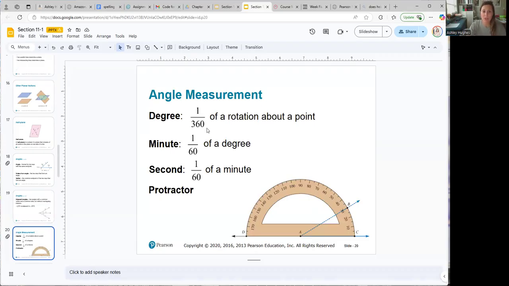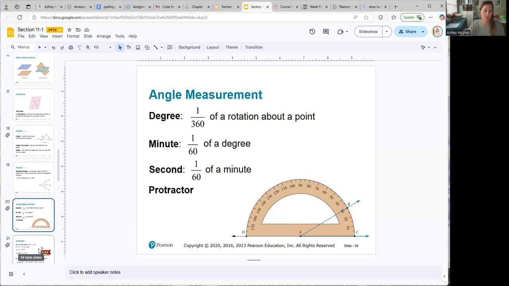This is angle measurement. A degree is one of 360 of rotation of a point. A minute is 1/60th of a degree. A second is 1/60th of a minute. And so those are just degrees, minutes, and seconds.